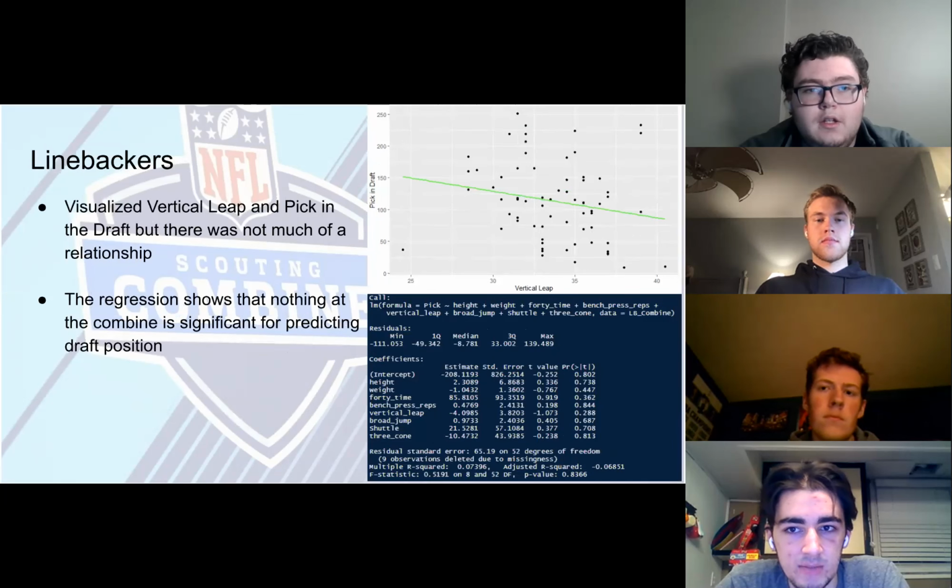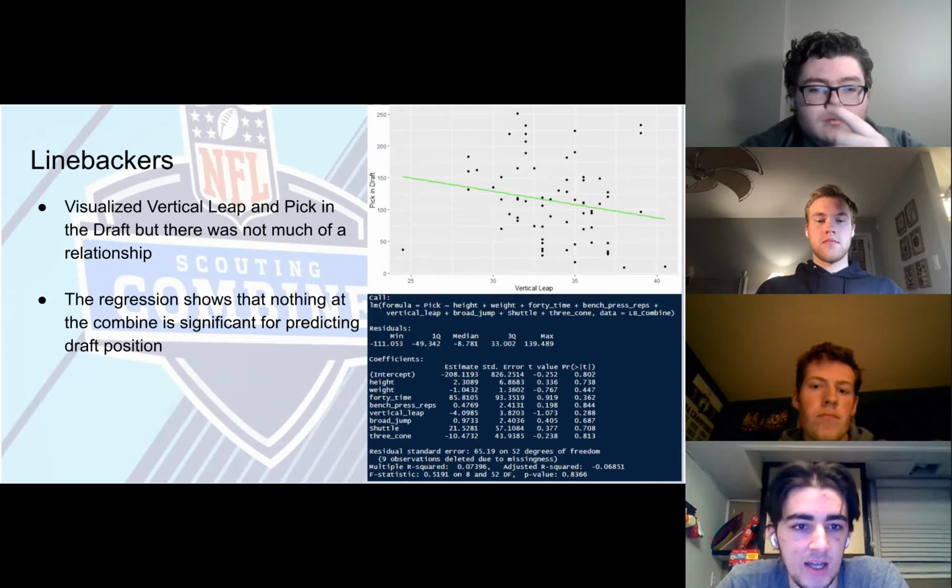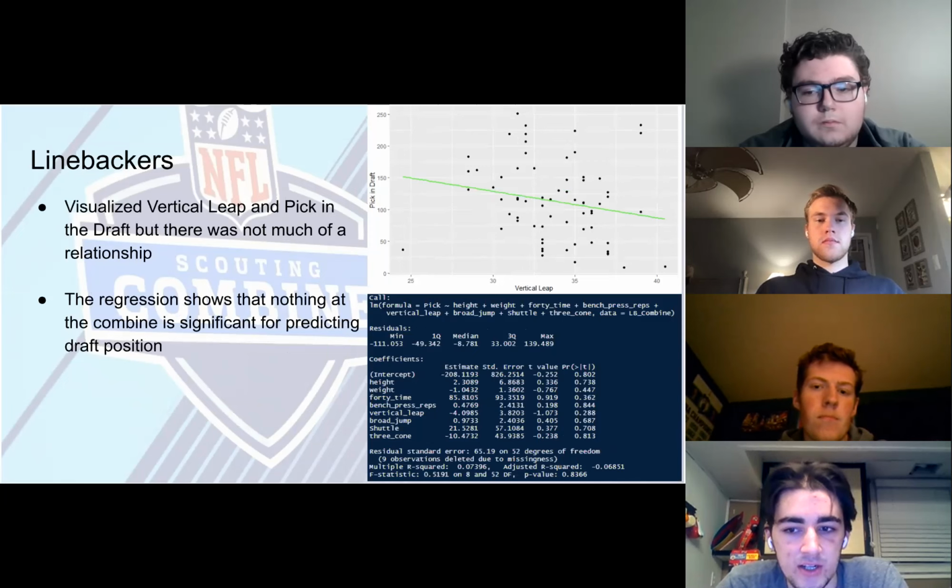Then I looked at linebackers, and I visualized vertical leap and pick in the draft, and I visualized some of the other variables too, and there wasn't much of a relationship between any of them that would show any kind of correlation with pick in the draft. And that also showed up in our regression, as none of the combine's outcomes were significant in predicting their draft position.